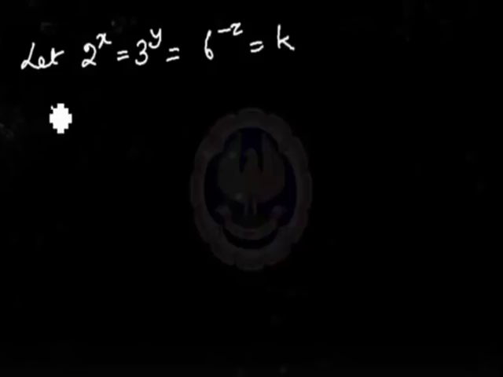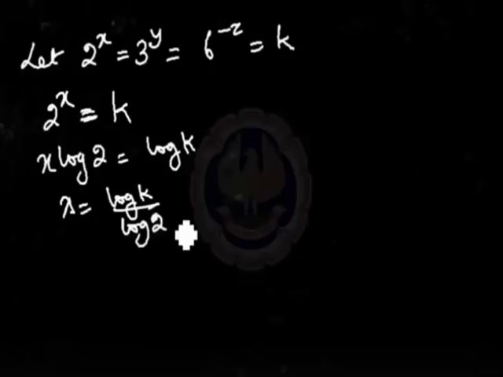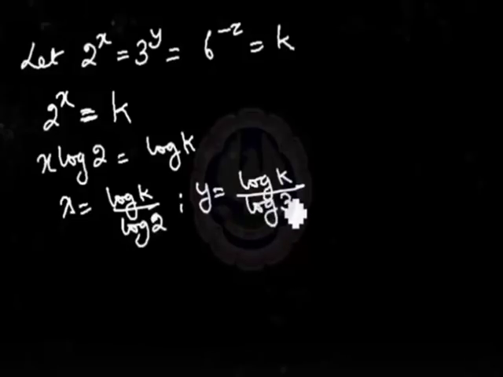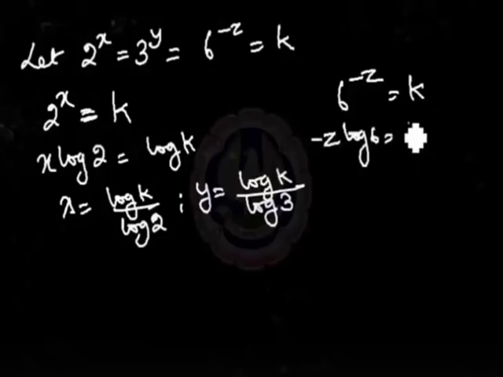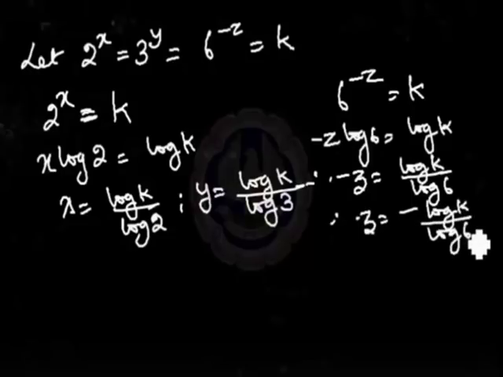So let's just take the first part first. It says 2 to the power x is equal to k. We'll take log on both sides. So what do we get? x log 2 is equal to log k. Agreed? So the value of x is equal to log k by log 2. Similarly, the value of y is equal to log k by log 3. For z, we'll find out. It says 6 to the power minus z is equal to k. Taking log on both sides, we get minus z log 6 is equal to log k. So therefore, minus z is equal to log k by log 6, or z is equal to minus log k by log 6. Agreed?